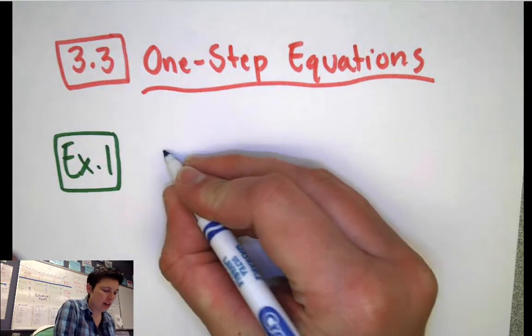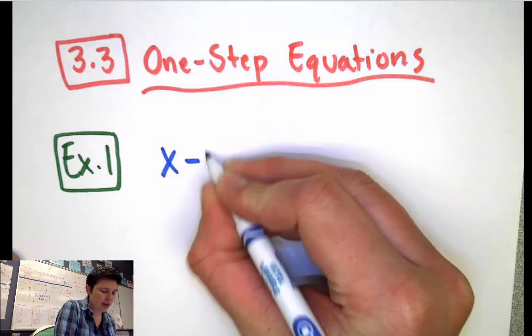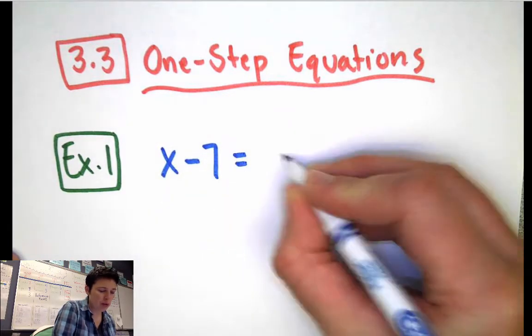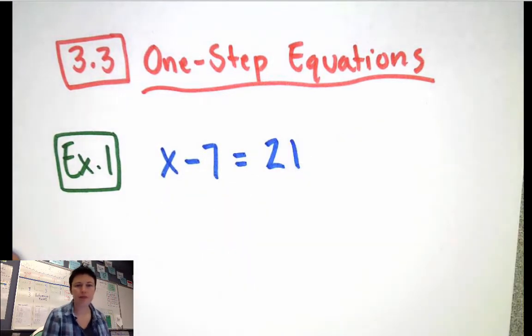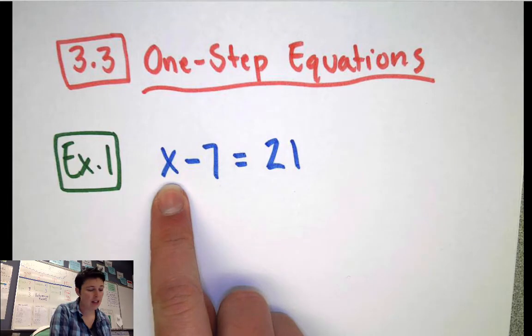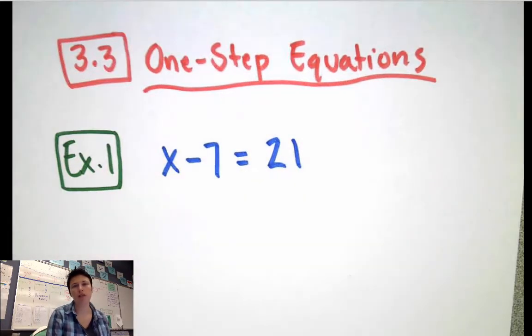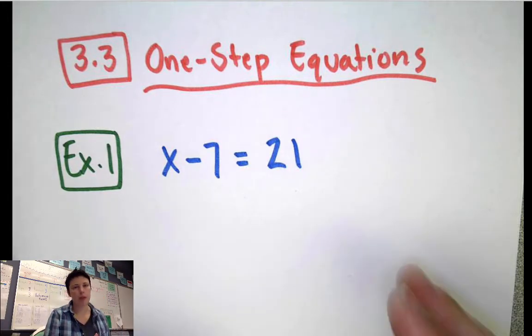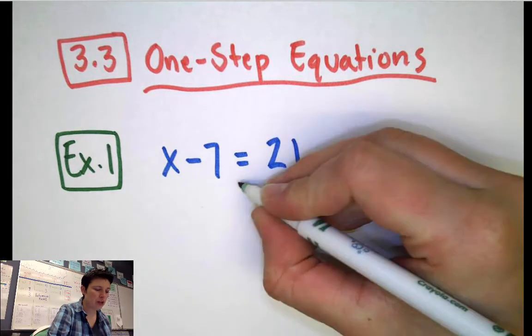If I told you I had x take away 7 and it was equal to 21, that means some number x that I don't know yet, if I take 7 away, I get 21. Now I probably could think that through in my head and guess what number, if I take 7 away, gives me 21. But what we're actually trying to do is learn how to show whatever goes on in our head on paper. So this is one of the strategies we're using in our class.